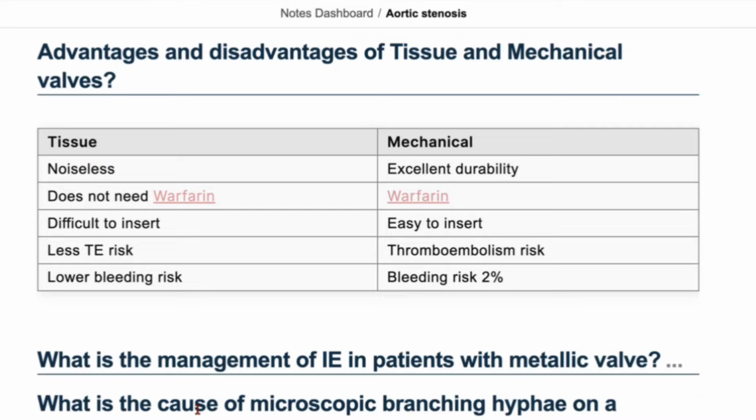What is the management of infective endocarditis in patients with a metallic valve? So here, given the fact that the patient has infective endocarditis, the primary thing that would need to happen is the valve would need to be removed. This is because it would create a septic focus and also a subsequent biofilm, and this can lead to a non-functioning valve.